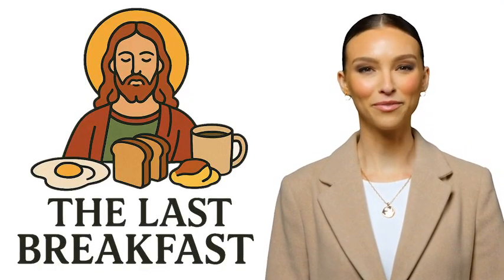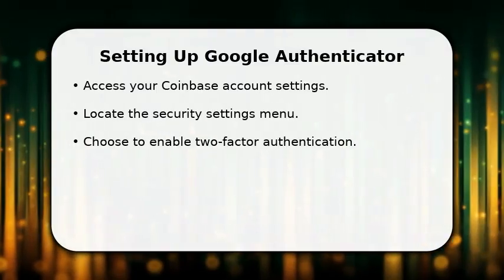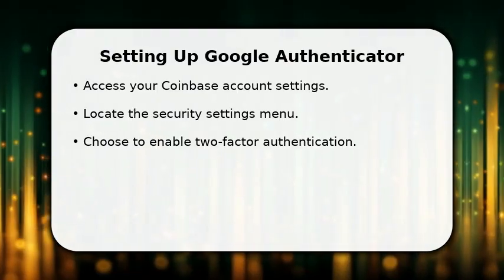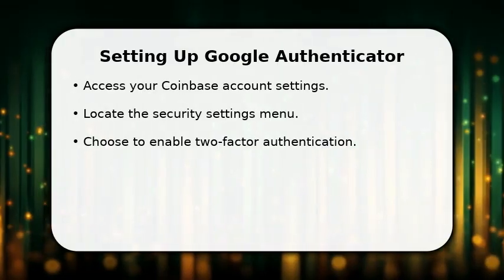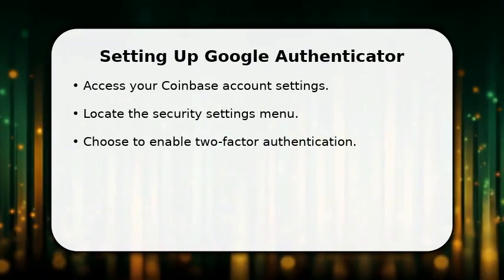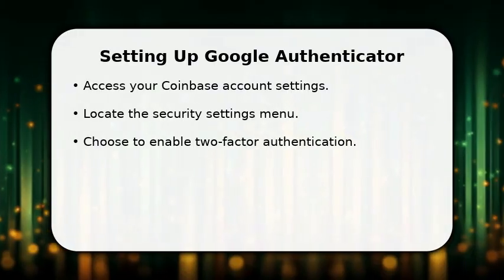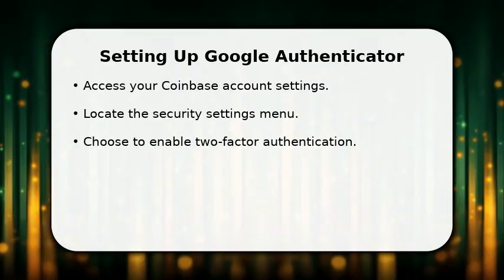Please enjoy the video. In this video, I will explain how to set up Google Authenticator on Coinbase. First, log into your Coinbase account and navigate to your profile settings. From there, find the security section. You will see an option to enable two-factor authentication, which is crucial for protecting your assets. Click on this option to begin the setup process. This initial step ensures you are on the right path to enhanced security.